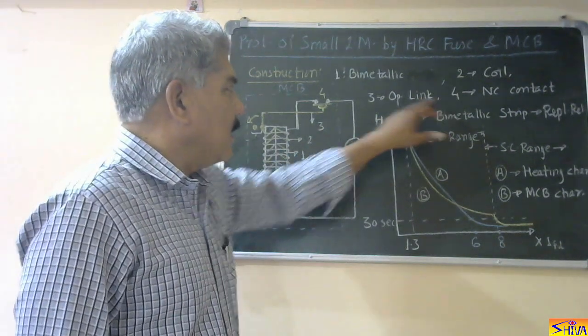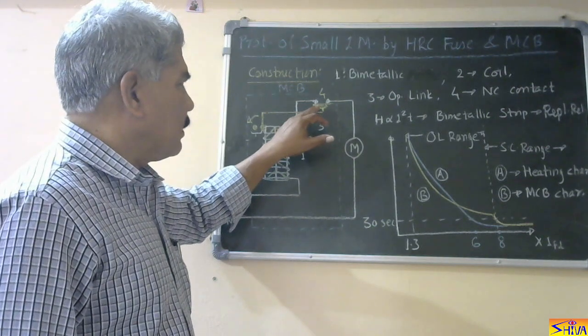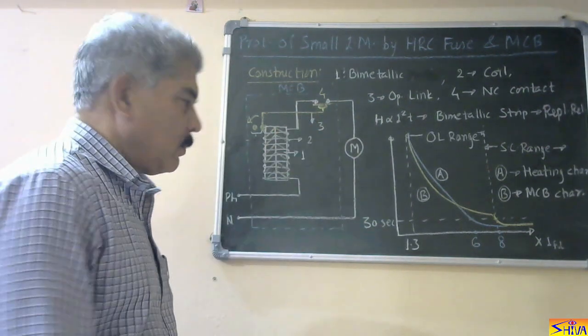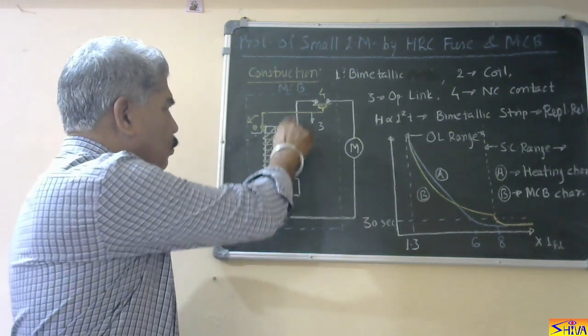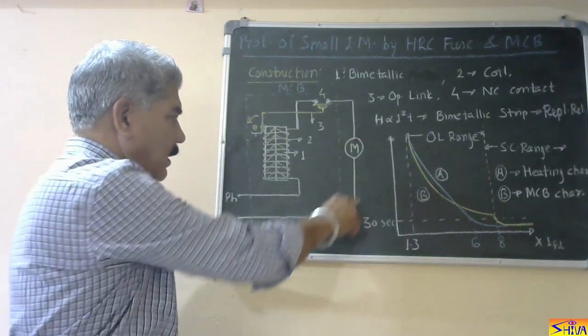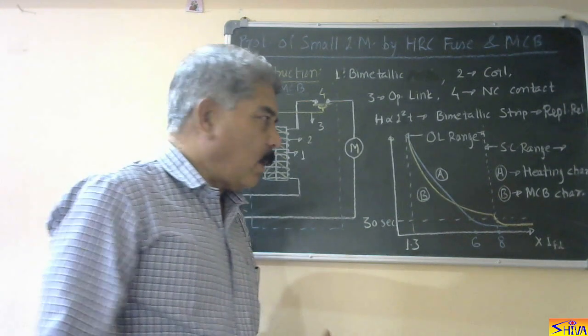And fourth is NC contact. This is normally closed contact. So this bimetallic strip is closing this contact. So under normal condition, this is the phase. Current flows through the coil, through this normally closed contact, comes to motor and goes back to neutral. So induction motor is operating.